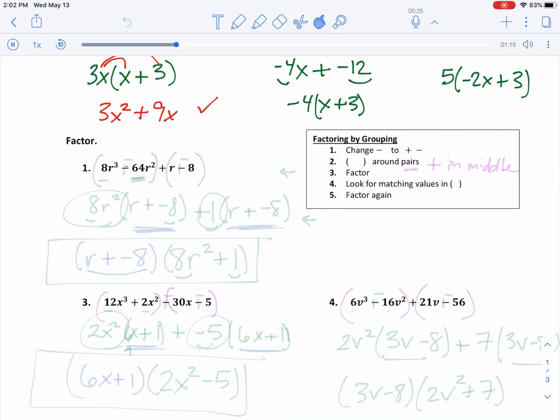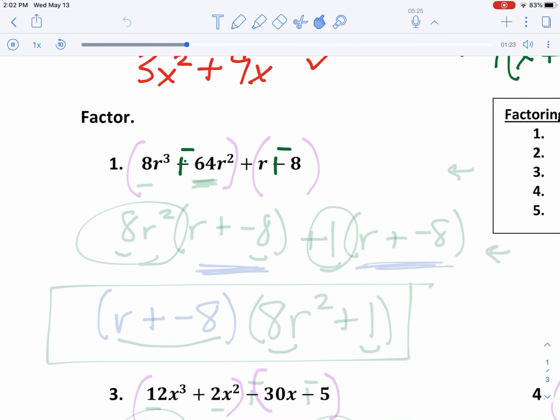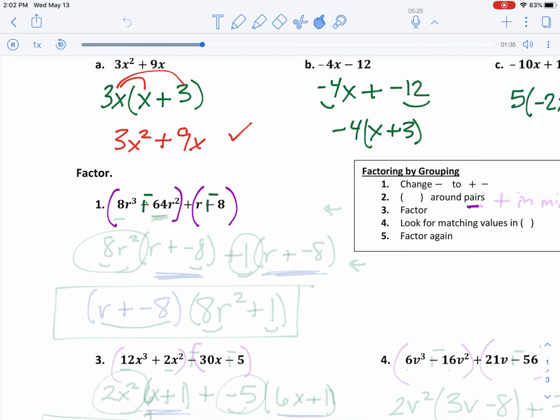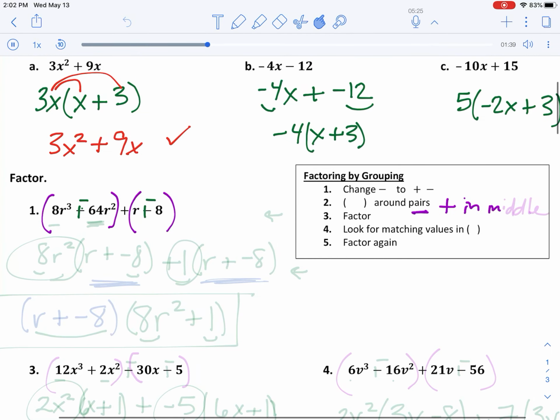So I'm just going to think about changing this to a positive and then make it a negative 8 and a negative 64. The second step is that we want to group them in pairs. So the first and second go together, and the third and fourth go together. And making sure that this middle sign right here has to be a plus, okay? So I'll add plus in the middle.